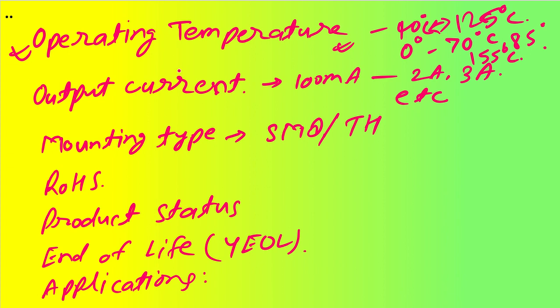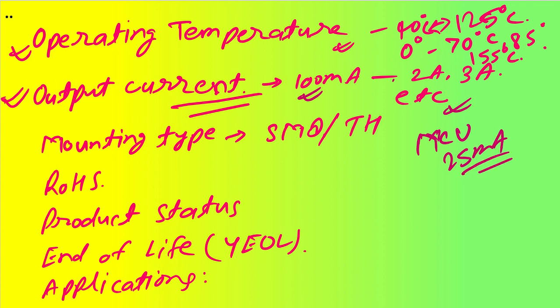Now the very important thing that you require is your output current. So how do you decide what output current I need for my regulator? It can be even 100 milliampere, 200 milliampere, 150 milliampere, or 500 milliamperes, or 1 ampere, or 2 ampere, 3 ampere, anything is possible, right? So I'll give you an example. Let us say you are going to design a microcontroller circuit, and you just need, let's say, maybe 25 milliampere current for this. Okay.